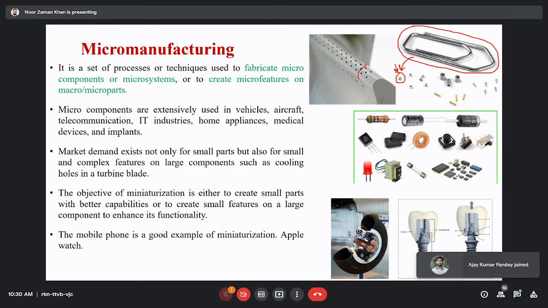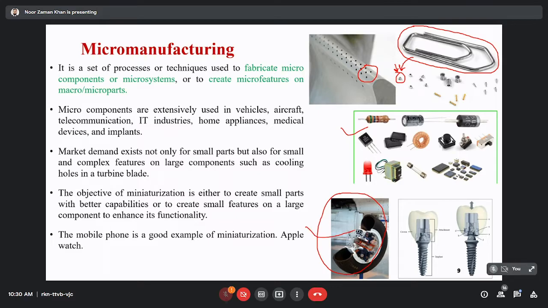The holes on this turbine are of micron size. If you see the size of very small objects in these ICs, and this is the portion of the aircraft wheel, very complex features and micron size features are available in the wheel of the aircraft. And this one is the dental implant, due to which micro machining is highly used in the medical industry. So let's have a look at micro manufacturing.